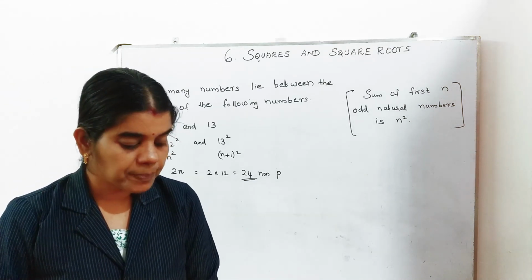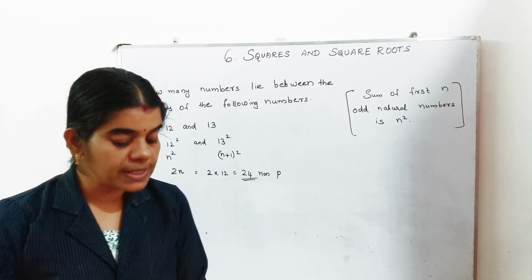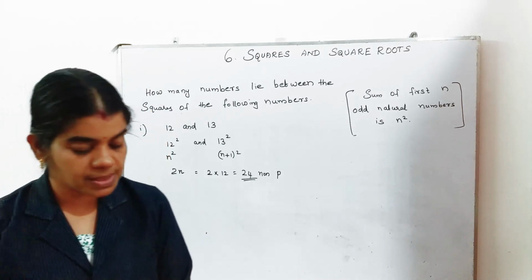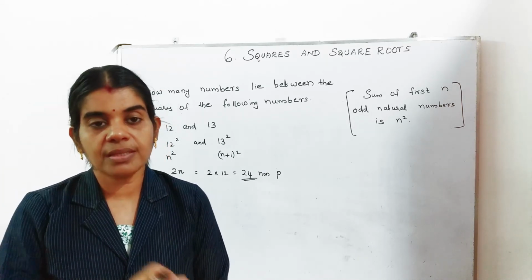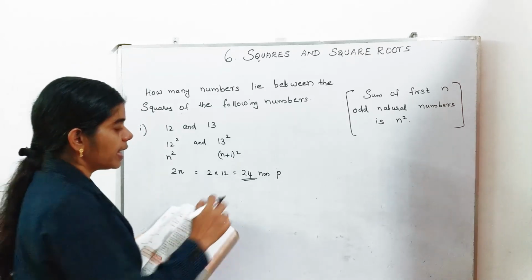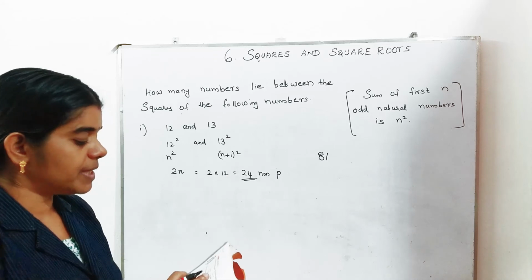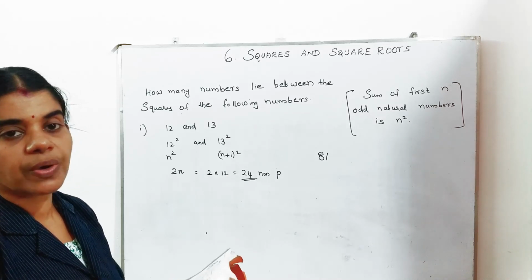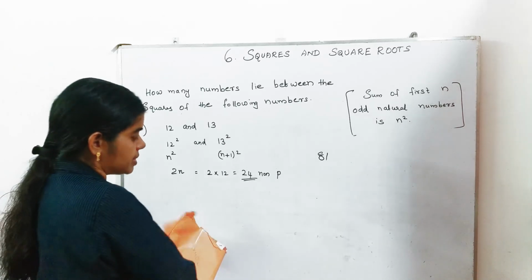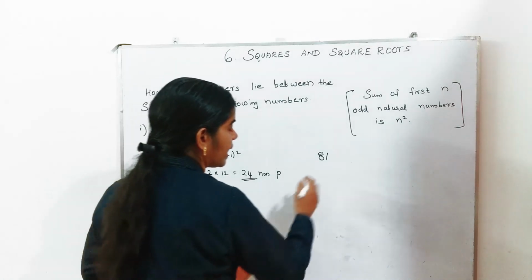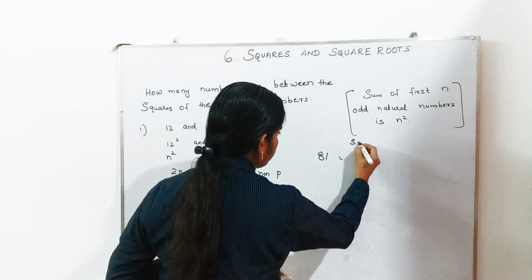Next type of question: what will be the unit digit of the square of the following numbers? 81 is given. In this type of question, what we want to know is what will be the unit digit of the square of this number. This is the number 81, and this will be its square.